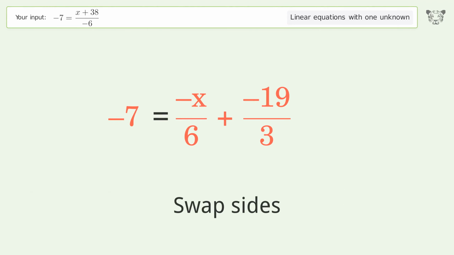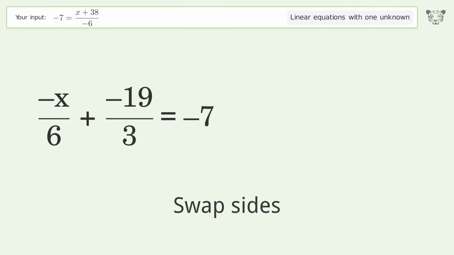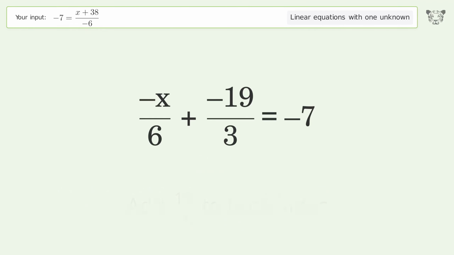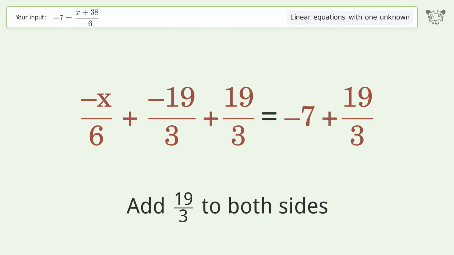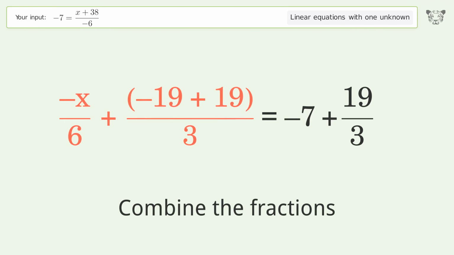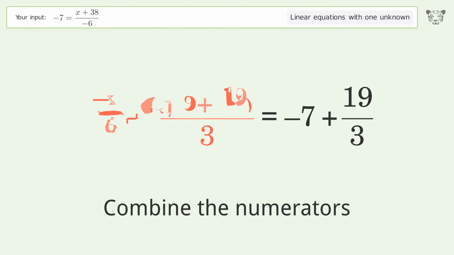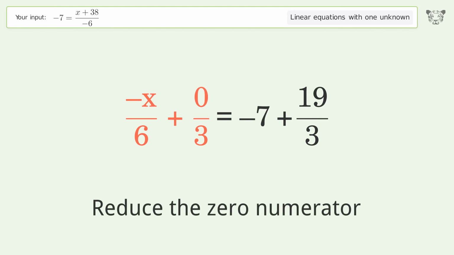Swap sides. Group all constants on the right side of the equation. Add 19/3 to both sides. Combine the fractions. Combine the numerators. Reduce the zero numerator.